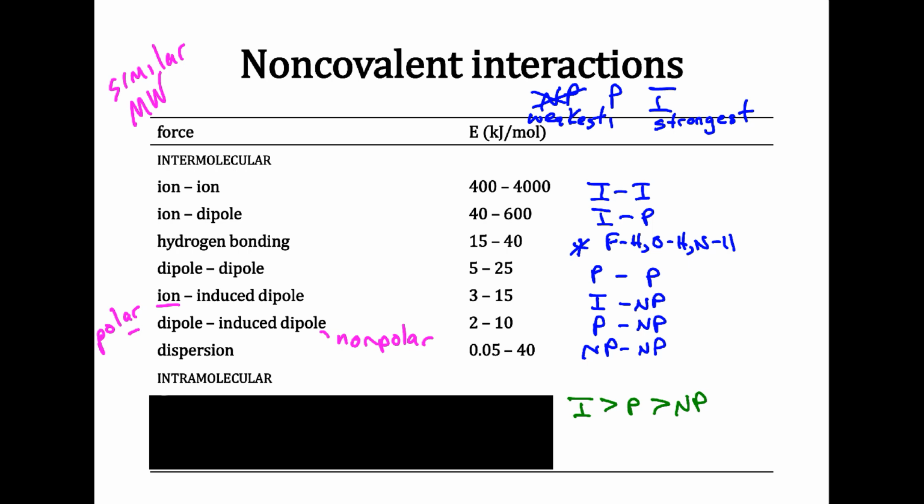So you don't need to know these energy values at all. If you can think about the relative strength, that is where we're at. So hope this helps.